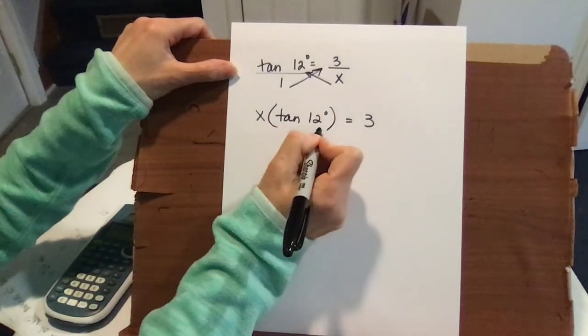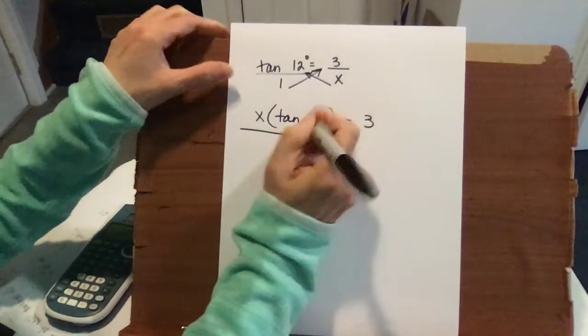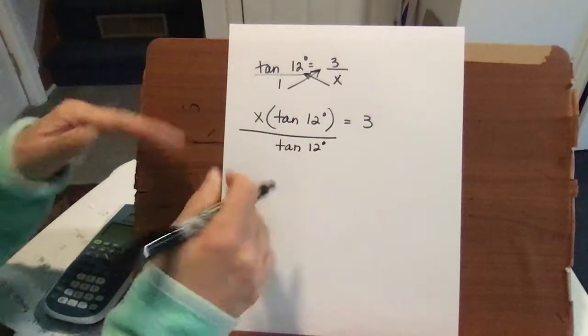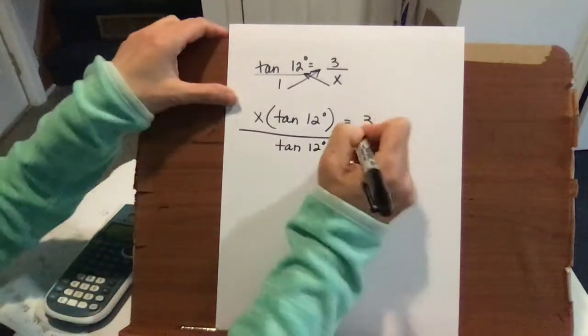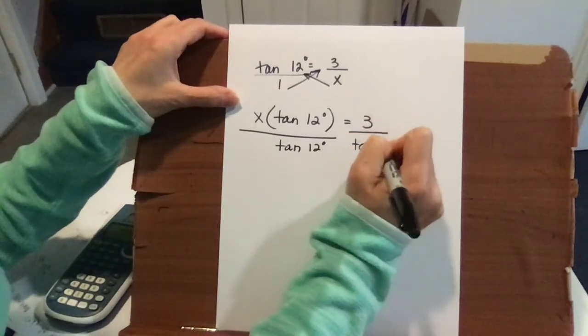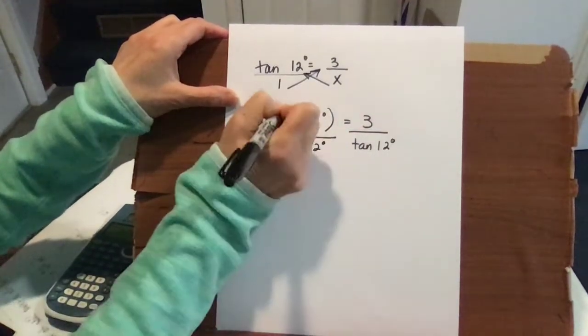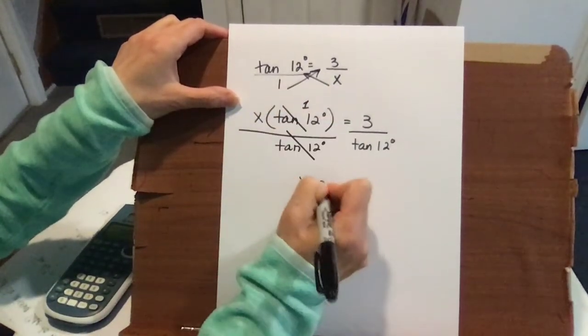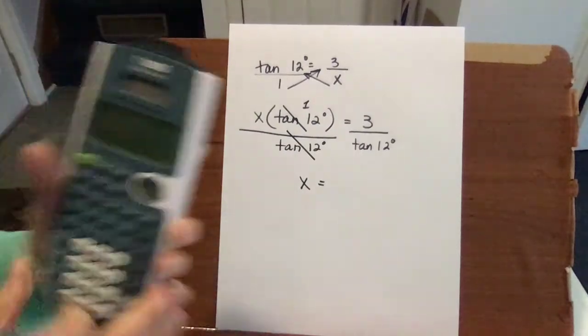Remember, tangent of 12 is just a number. So we're going to divide by the tangent of 12 degrees. We're not going to calculate it and then divide by like up to 4 decimals. We're going to divide by the entire tangent of 12 degrees. Tangent of 12 divided by tangent of 12 is 1. Leaves us with x. And now your calculator.